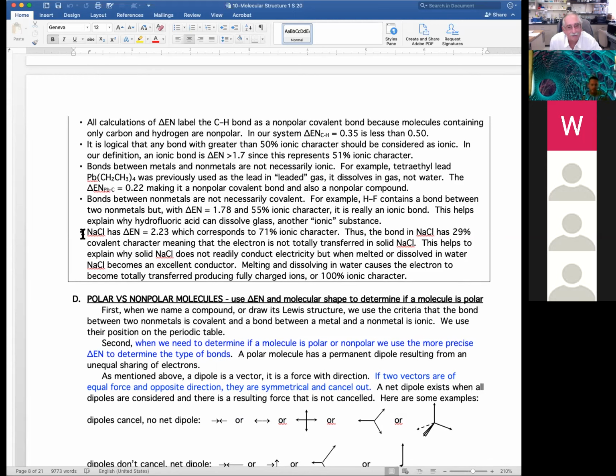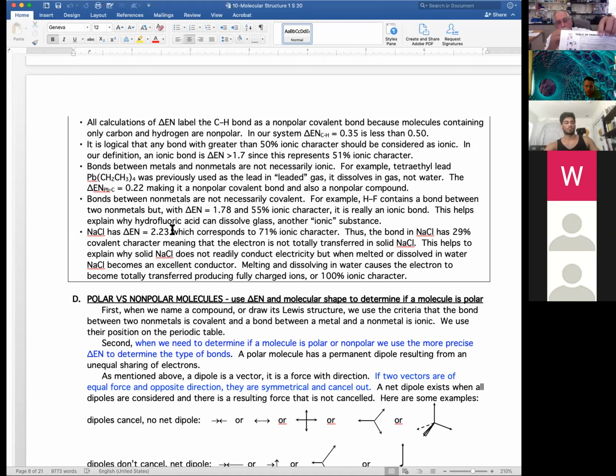But anyway, the difference in electronegativity is 2.23. So if you go to the top of the periodic table on side 2, you read electronegativity across this way and then straight down to get the percent ionic character. This is 71% ionic character in sodium chloride. So what is the other 29%? Covalent character. So what? Sodium chloride is not completely ionic? Yes, that is the case.